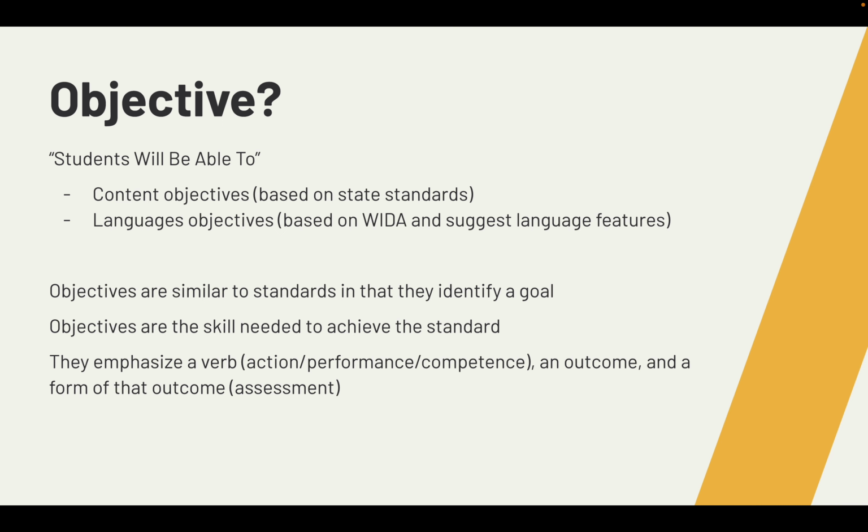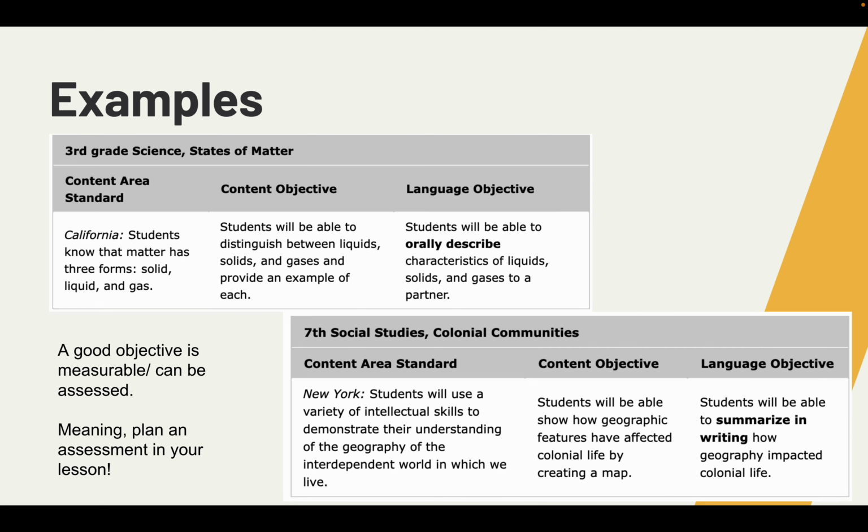And then for outcomes, and the form of that outcome, you would describe an assessment and the expectation you have for that assessment. Here are some examples from, I think, Colorado. And you can see the progression from a standard to a content and language objective. We also see that the language objective, what's been bolded, focuses on the language domain and skill.